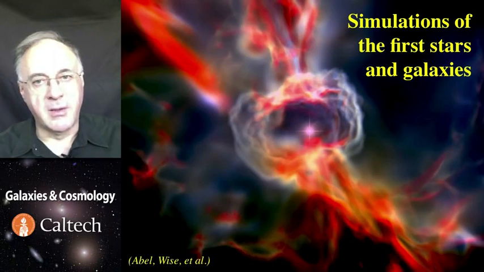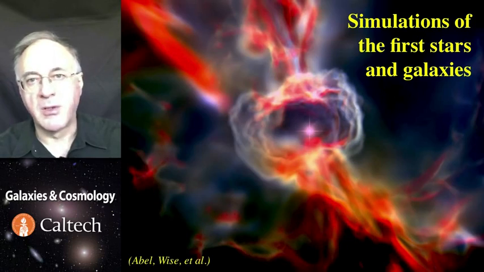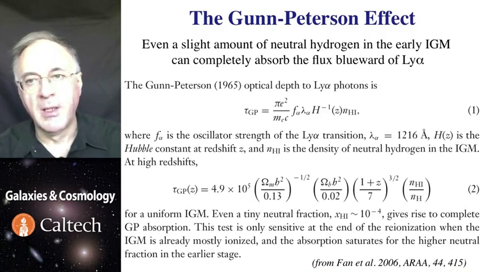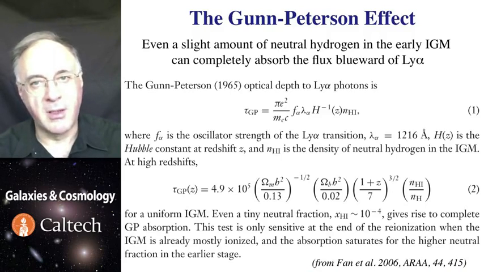We can simulate the very first star formation, and this is from one of such simulations by Thomas Bell and his collaborators. Some of these first stars can ionize the gas around them, as well as contribute metals through their explosions. The way we can actually detect the reionization era is through the Gunn-Peterson effect that we mentioned earlier when we spoke about intergalactic absorption.